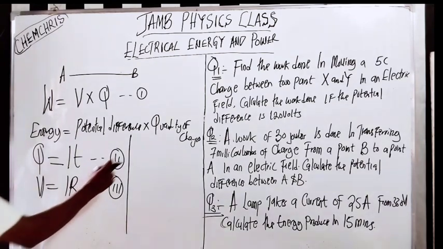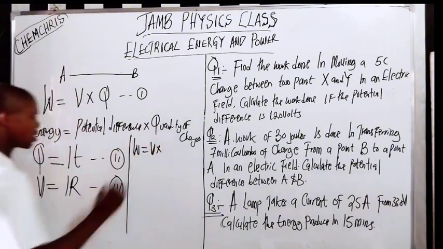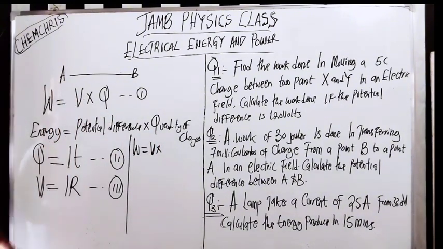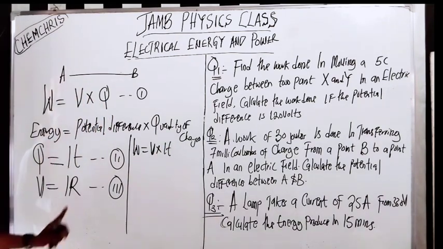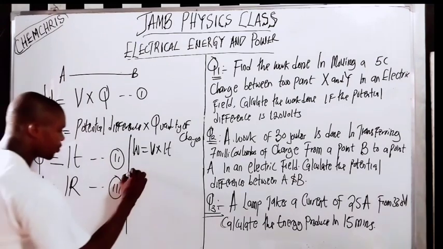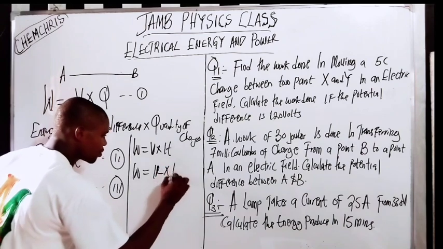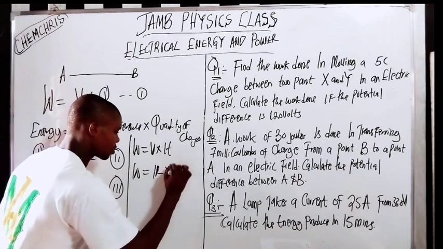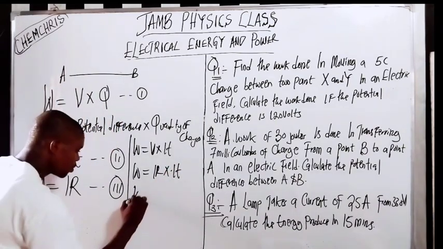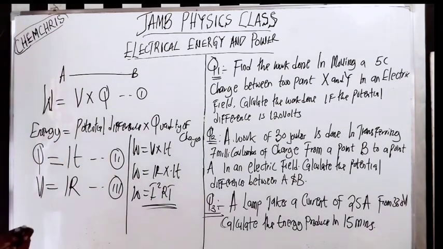Let's do this derivation here. Here we have W equals to V times Q. Now what is Q? Q is IT. Right there. Now what is V? V is IR, right? So you can say W equals to IR times T, which is IT times IR. So what happened here? It's going to be W equals to I squared R T. Very important. So these are the few formulas we can use when it comes to electrical energy.